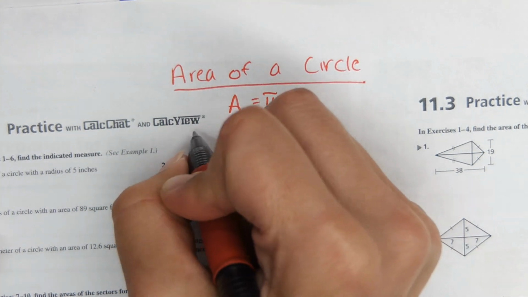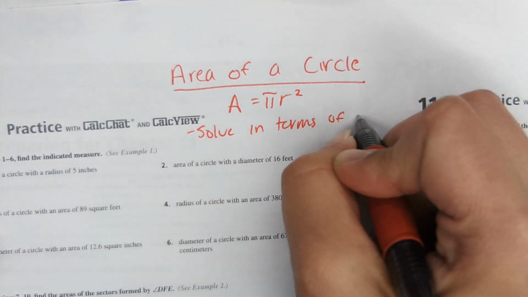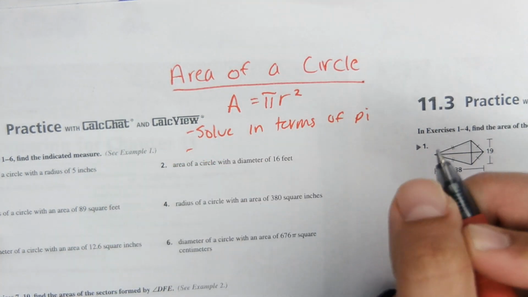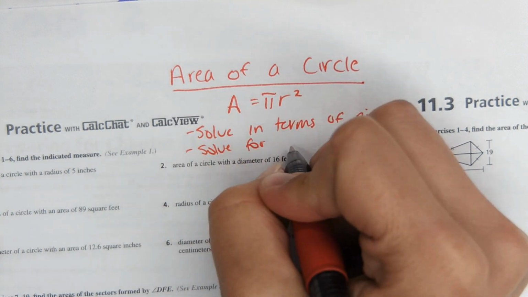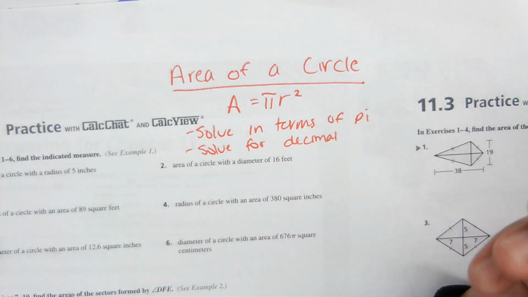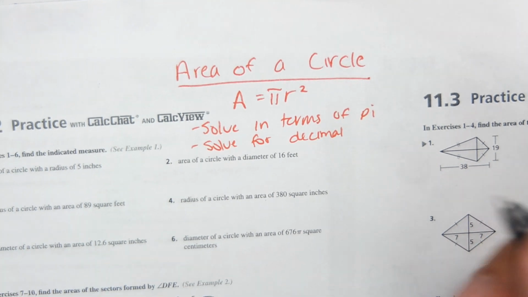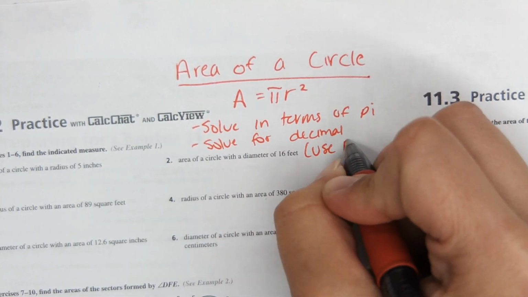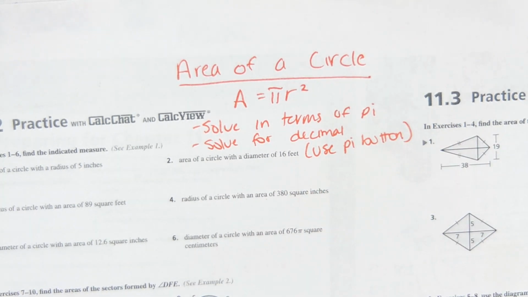We're going to solve these both in terms of pi, and then we're also going to solve for a decimal. And you know what, we're going to use the pi button today. Normally I just tell you to use 3.14, but we're going to use the pi button just to try it a different way, because you never know what they're going to ask for.